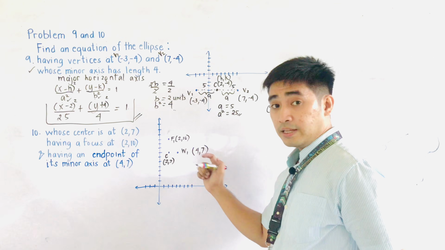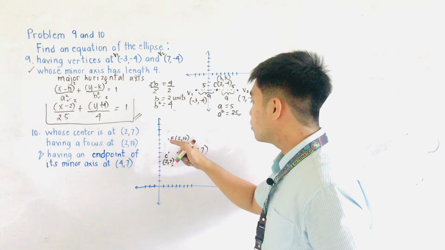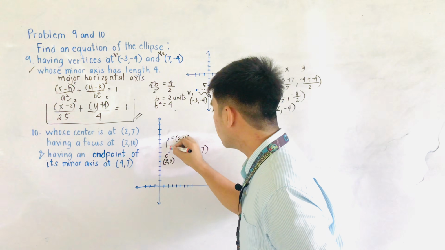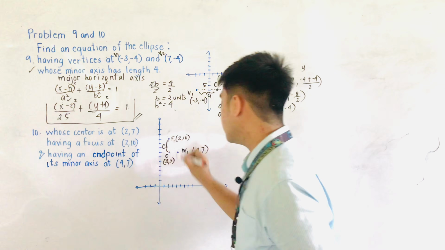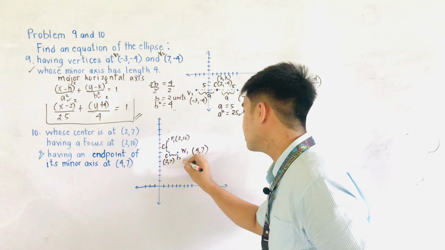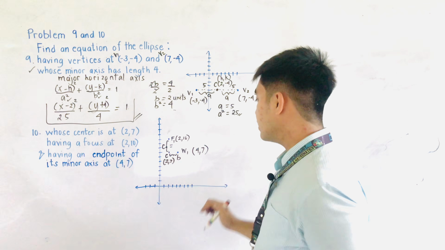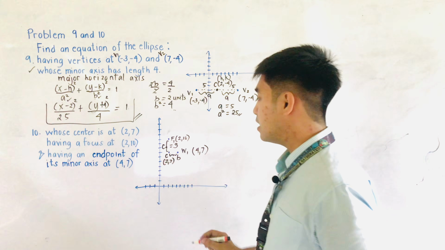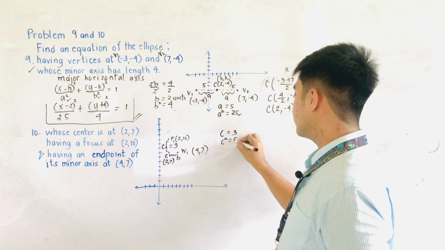Okay, so based on this graph, we could find out the value from the center going to the foci or focus. This is C. And from the center going to the endpoint of the co-vertices, that is b. So what is this value? C now is from the center, that is (2, 7), to (2, 10). Therefore, c is equal to 3. Therefore, c² is equal to 9.